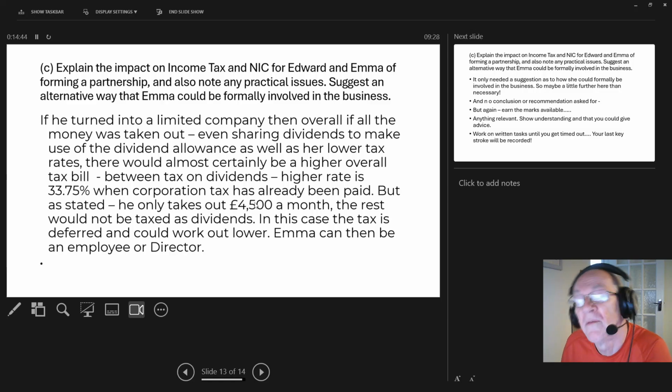Obviously, bear in mind that corporation tax has already been paid at 19%. Could have put that one in. But as stated, he only takes £4,500 a month, so the rest therefore wouldn't be taxed as dividends, and therefore that may save a little of a problem. Emma can actually not just be an employee, she could be a director of the limited company.